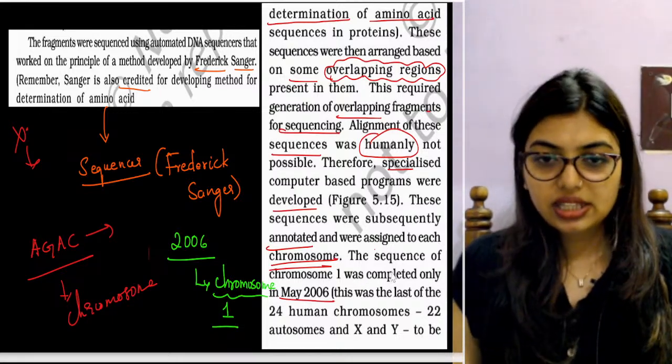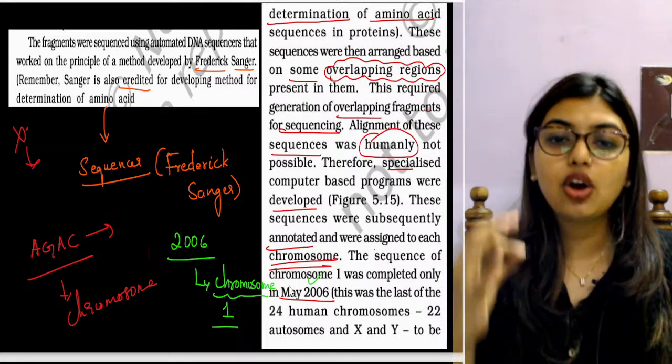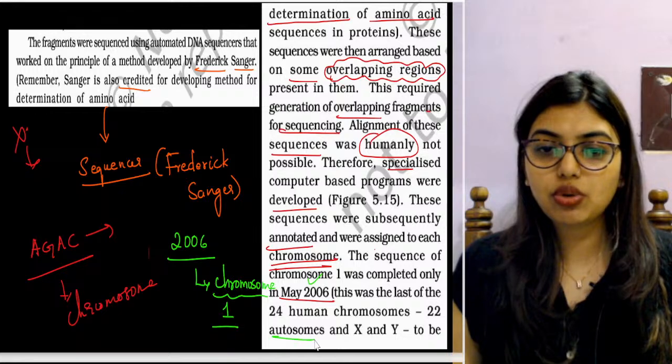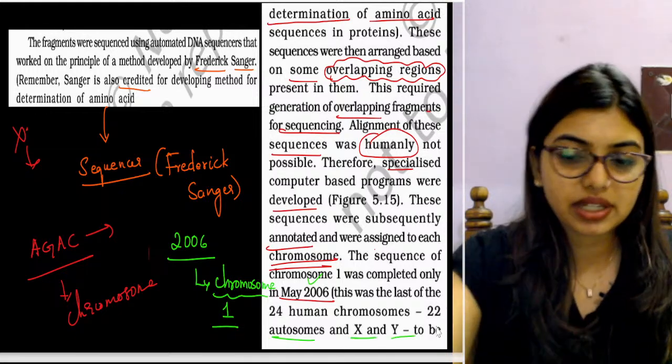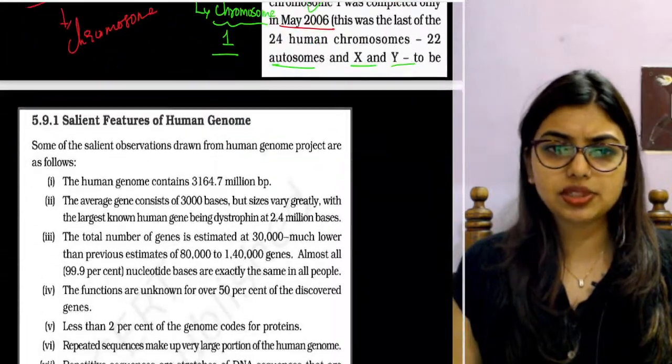Okay, so here the sequence of chromosome 1 was completed in May 2006. This was the last of the 24 chromosomes. That is 22 autosomes and X and Y. All of you know 23 pairs and all of that. And one pair is your sex chromosomes.